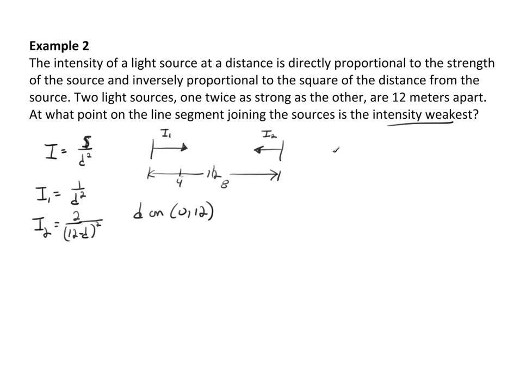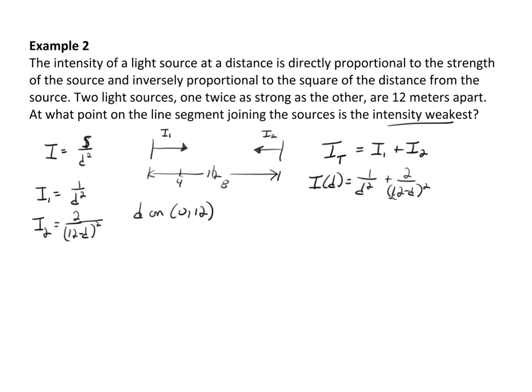So the total intensity, say IT, would be I1 plus I2. But the total intensity is going to be a function of d. So intensity as a function of d will be 1 over d squared plus 2 over 12 minus d squared. So now I have my function that's going to give me my intensity. And notice it's kind of nice. It's only a variable of d. So I need to try to figure out when the minimum is. I need to find a minimum.